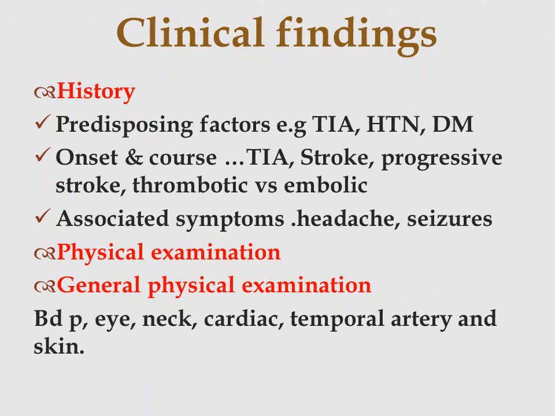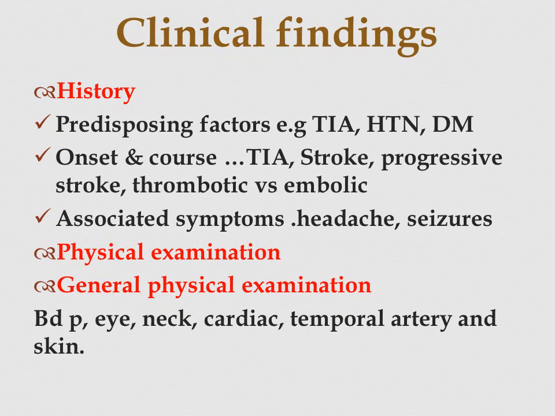Also, this should be partially solved from the history and examination. Physical examination should include general examination, vital signs, examination of the eye, neck, cardiac, temporal artery, and skin. You have to read about the benefit of examination of each general physical sign. For example, in blood pressure, if you find a patient, for example, hypertensive, it may be a cause of stroke or it may be a result of stroke.